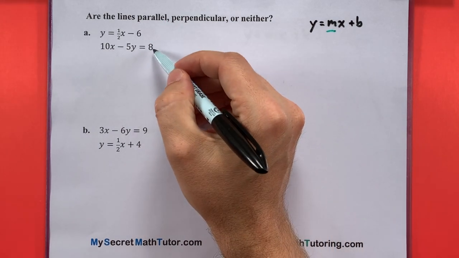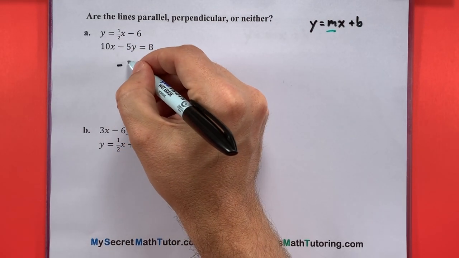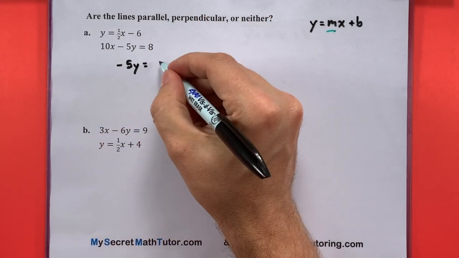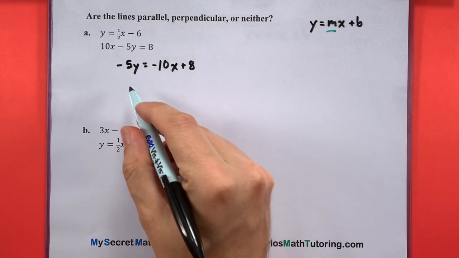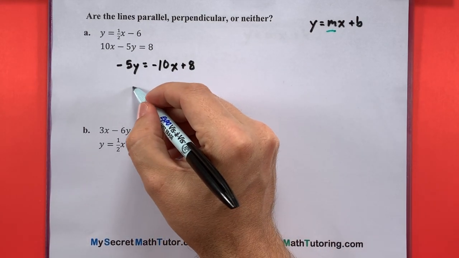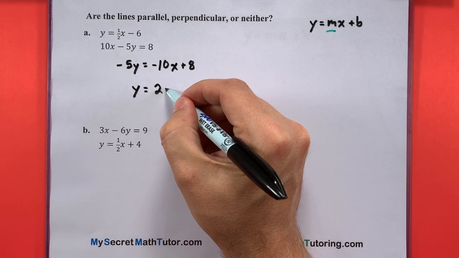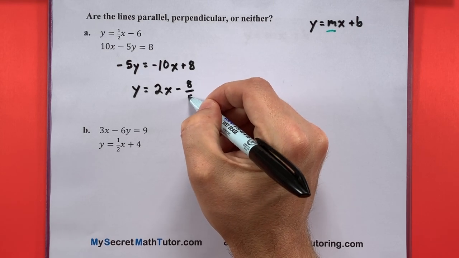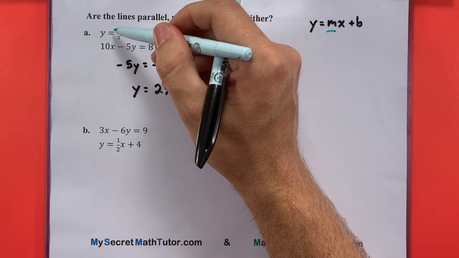So let's do a little bit of work with this second equation here and get it into that y equals mx plus b form. That way we can better compare the slopes. So what I'm doing here is I'm subtracting the 10x to the other side. That looks good. And let's divide everything by a negative 5. So 10 divided by a negative 5 is a positive 2. 8 divided by negative 5 will be a negative 8/5. There we go.